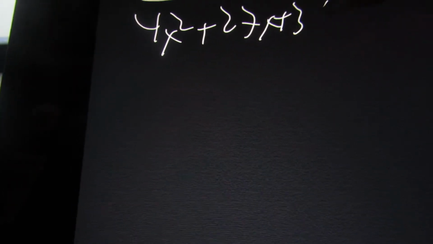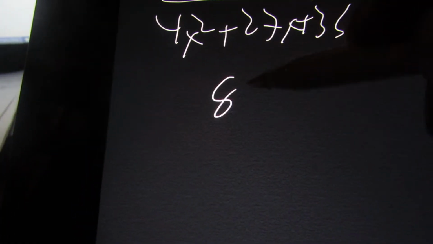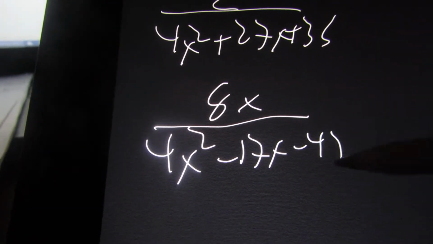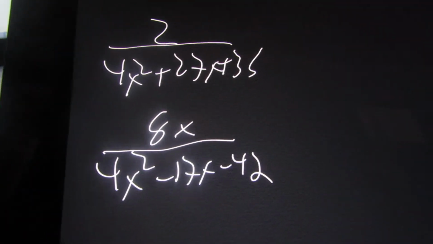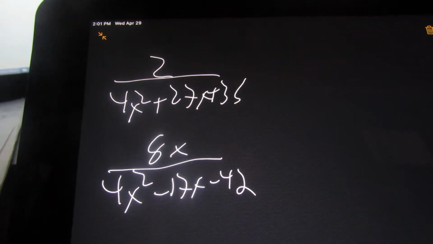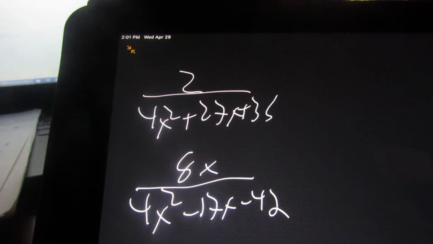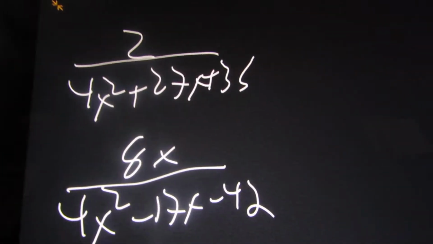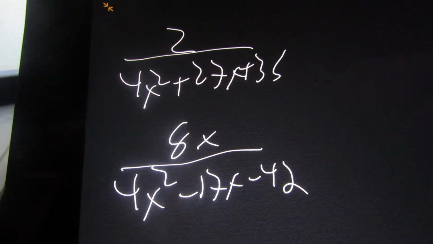Okay, next, it's going to give you two fractions. Say 2 over 4x squared plus 27x plus 35 and 8x over 4x squared minus 17x minus 42. And what it's going to ask you to do is to write each one with the common denominator. So that means you're going to multiply the top and the bottom by what you need to make it so that it's a common denominator.